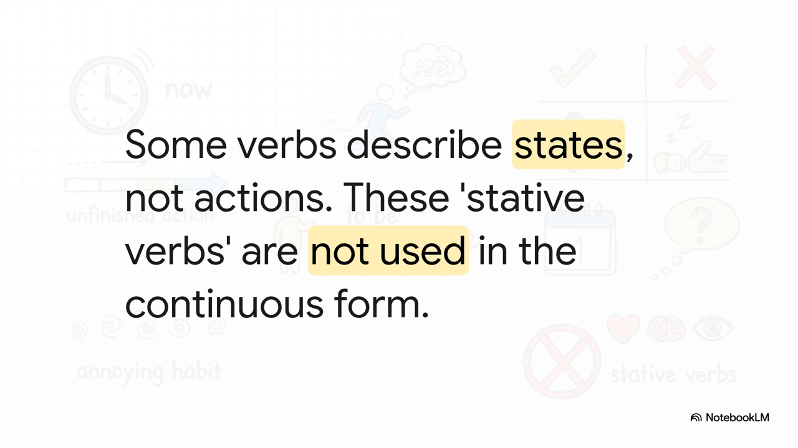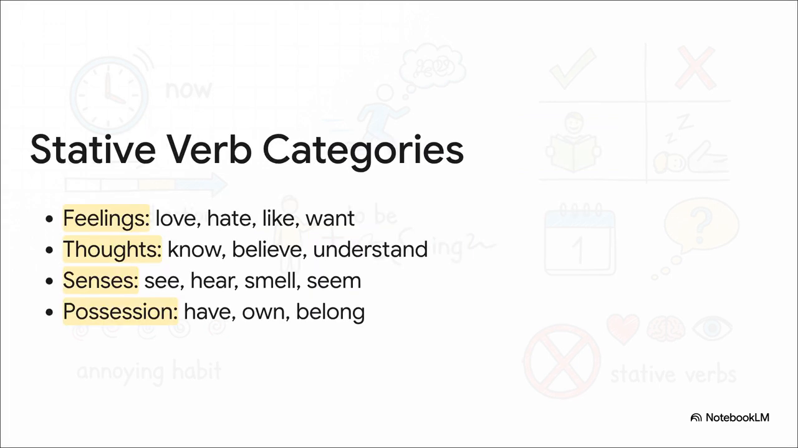And since they aren't actions, they just don't play nicely with the continuous form. These so-called stative verbs usually fall into a few handy categories. You've got feelings, like love and hate. You've got thoughts, like know and understand. Senses, like see or smell. And possession, like have or own. All of these describe a state of being, not something you're actively doing.